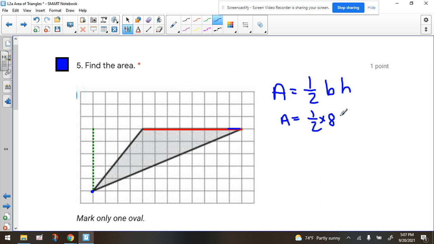Let's substitute that in for the height. All right, so we have a couple options. Option 1 is to do 8 times 5, which would be 40, and then take half of that. Or, since it's so easy to take half of 8, let's do that. Half of 8 would be 4, and 4 times 5 will give you the answer. So look through the answer choices and finish that up.